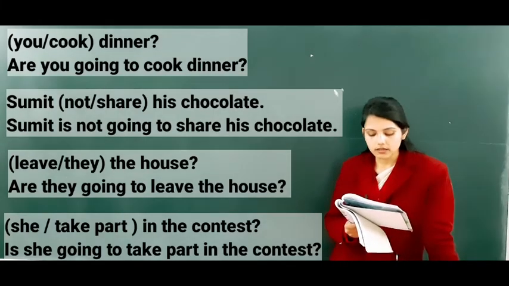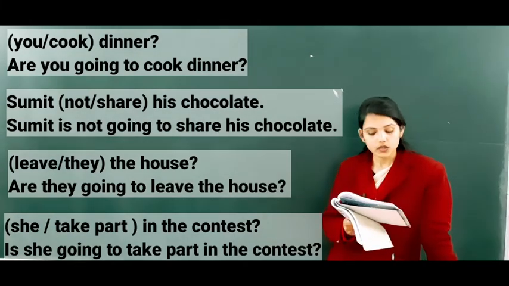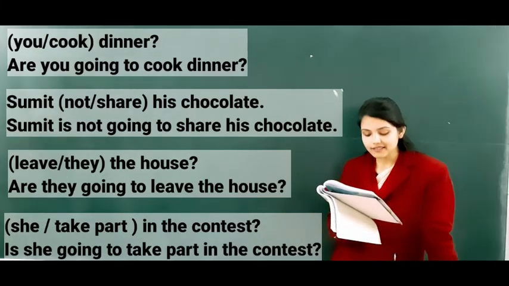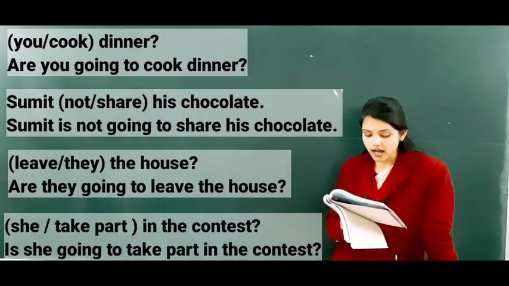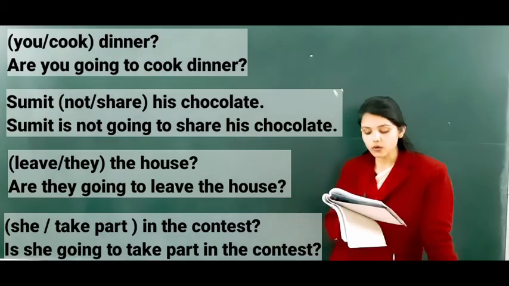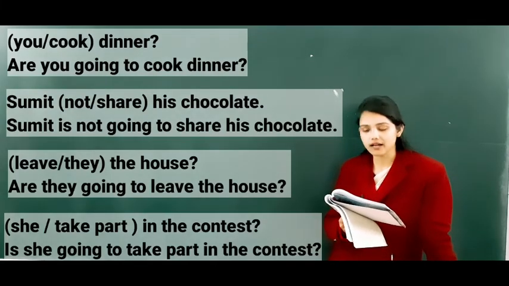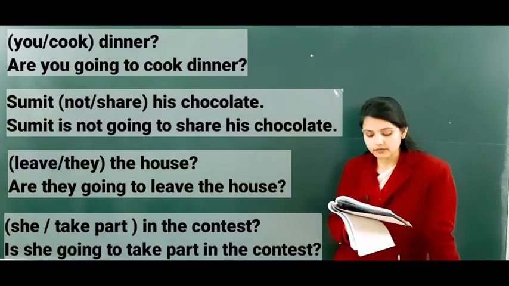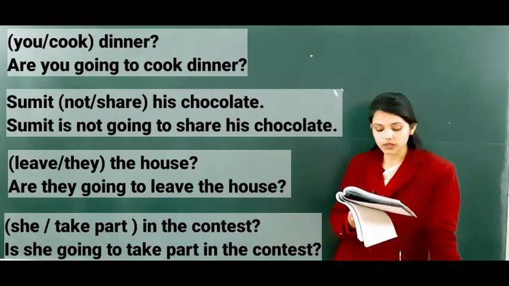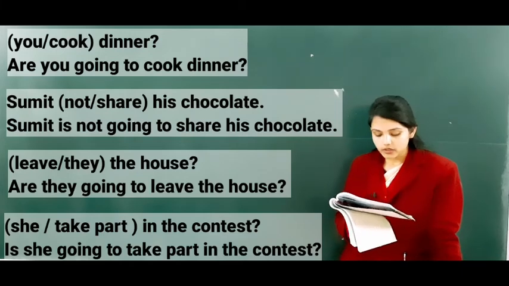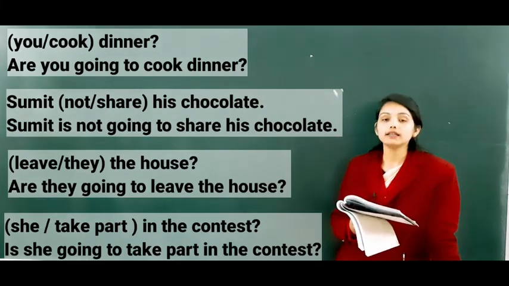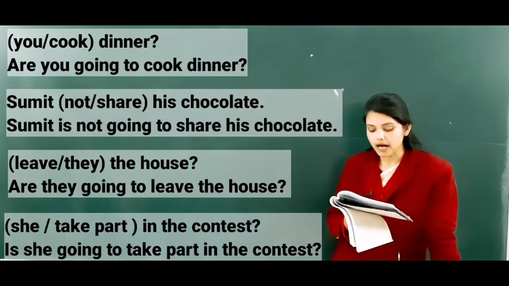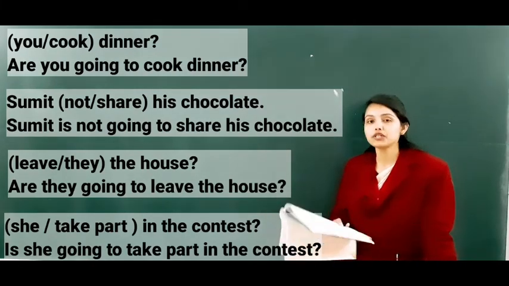Next is: Sumit, not share his chocolate. So here we will use: Sumit is not going to share his chocolate. Next is: they, leave the house. Here we will use: Are they going to leave the house? Question mark. Next is: she, take part in the contest. So the correct answer will be with going to: Is she going to take part in the contest? Question mark.